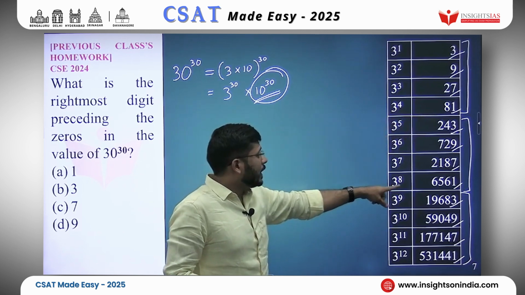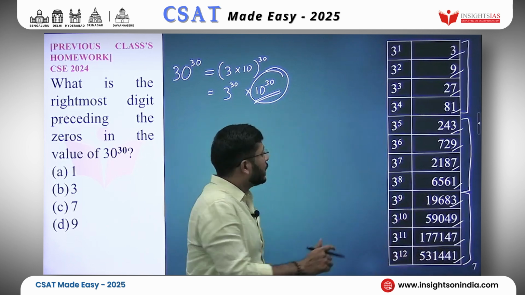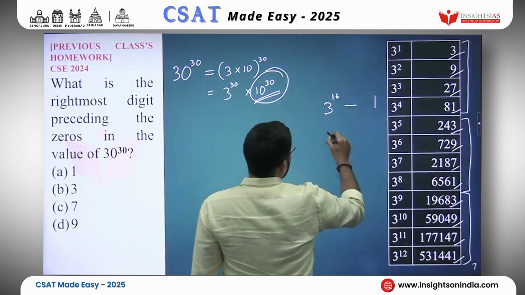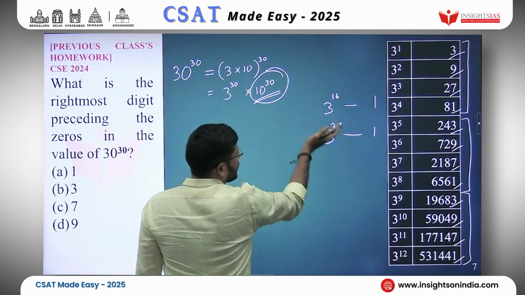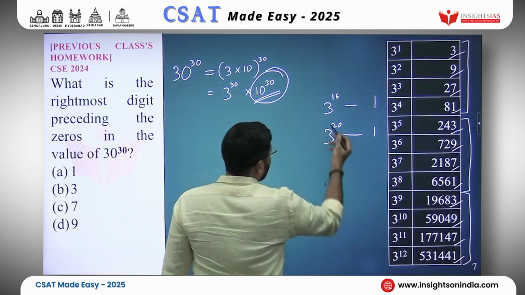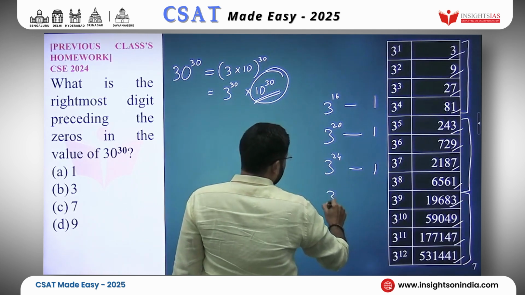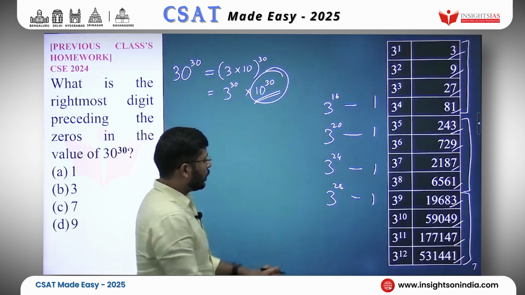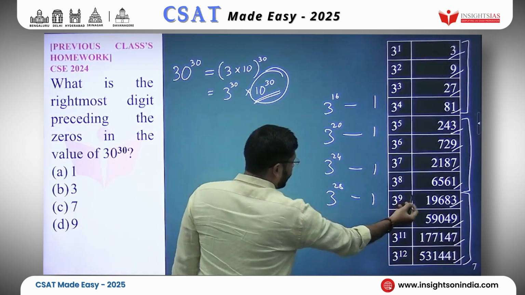3 to the power of 8 will have a last digit of 1. 3 to the power of 12 will have a last digit 1. Similarly, 3 to the power of 16 will have a last digit of 1. 3 to the power of 20 will have a last digit of 1 because the difference is 4. 4, 8, 12, 16, 20, 3 to the power of 24, 1. 3 to the power of 28 would also be 1. However, we want 3 to the power of 30, right? After 1, the cycle will repeat, right?